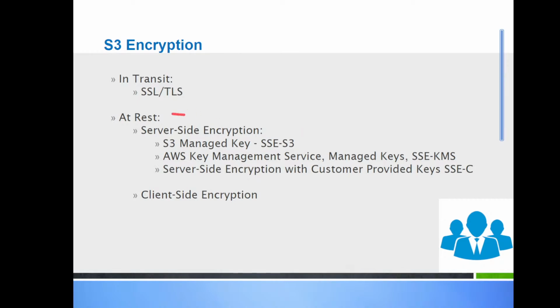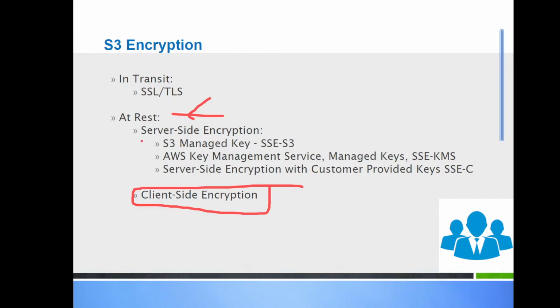Second is at rest. So when the data is already uploaded to S3 or before uploading to S3, you can do the encryption. If you are encrypting your data before uploading to S3, it is called client-side encryption. At your on-premise, at your local system, you are encrypting the data and then you are uploading it to S3.